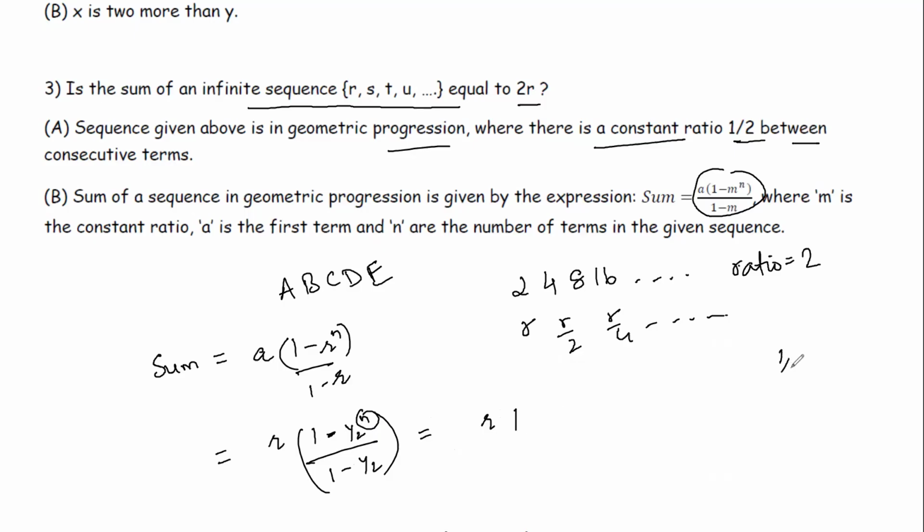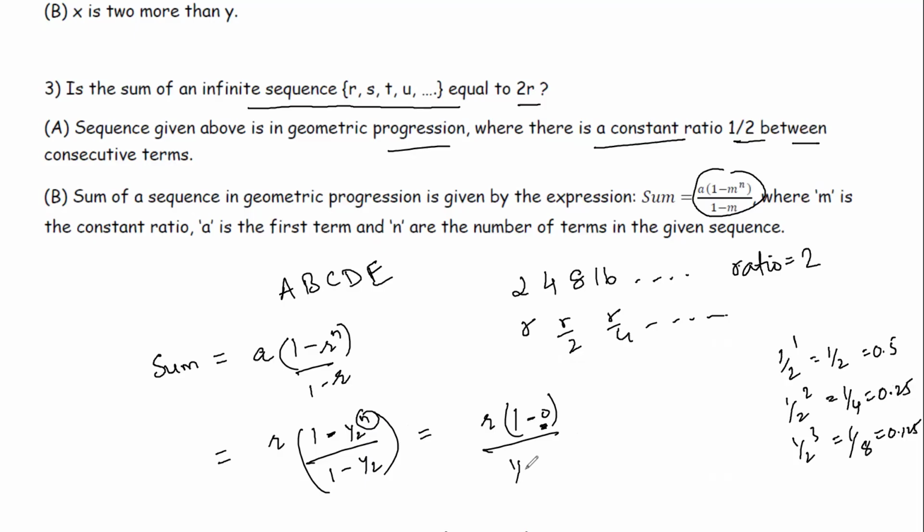Why? Because half to the power 1 is half, to the power 2 is 1 by 4, half to the power 3 is 1 by 8. So if you look at these numbers, this is 0.5, this is 0.25, this is 0.125, and it keeps on decreasing. So when it's half to the power n, it becomes so small that it's negligible. So you can just write it down as 0. Upon 1 minus half is half. So what you end up getting is R upon half, which is equal to 2R.